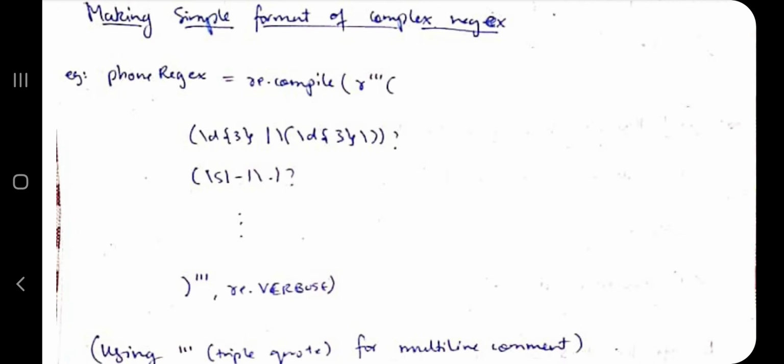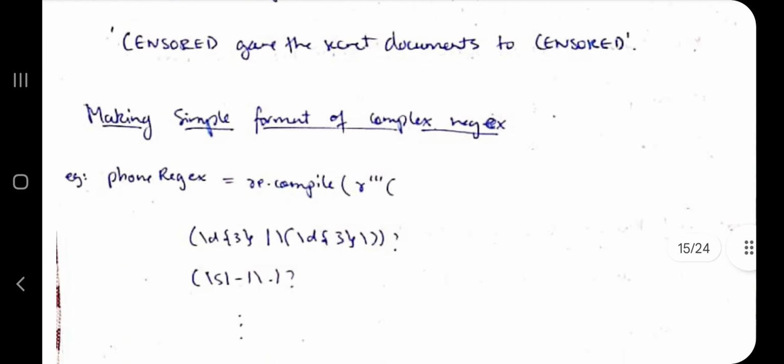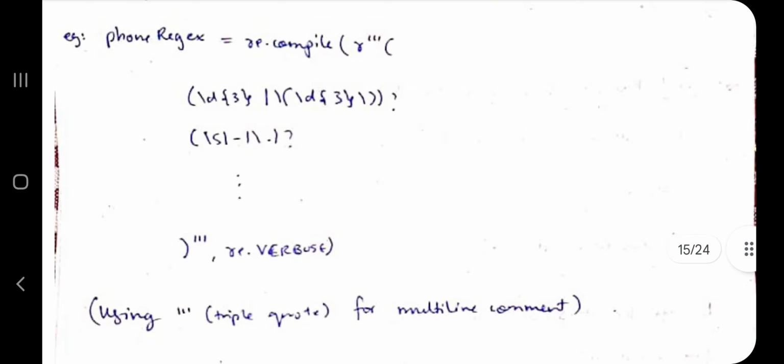The next one is making a simple format of a complex regular expression. So, if you have multiple criteria, as before we discussed just one criteria. If you have multiple criteria, okay, how can we arrange them in rows, meaning a more readable format.